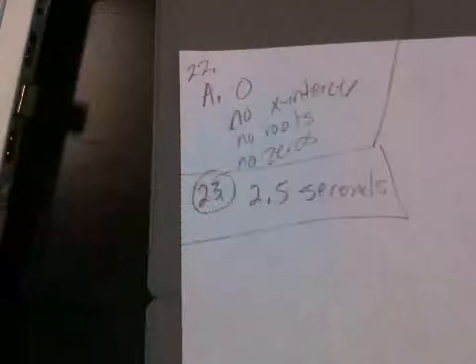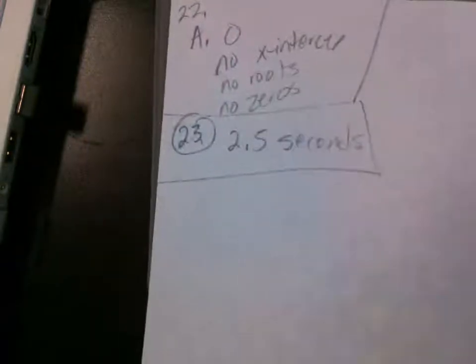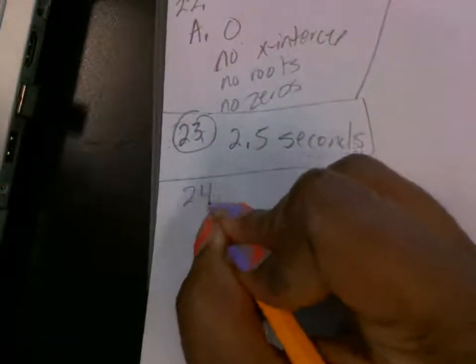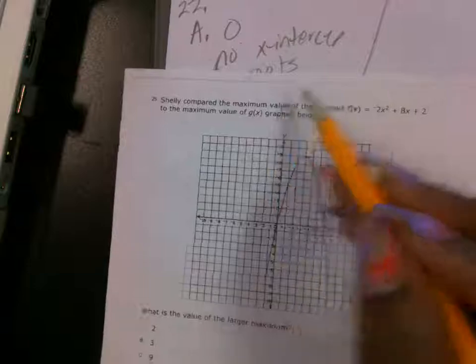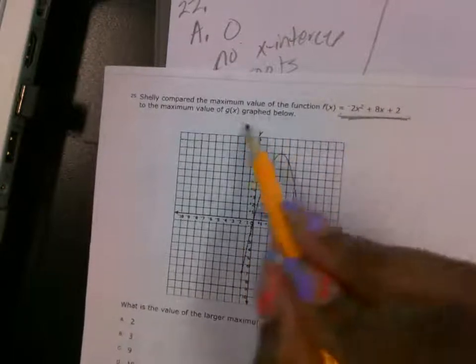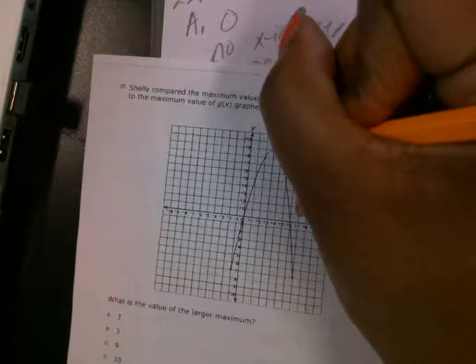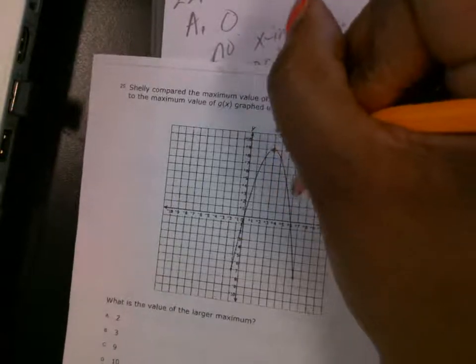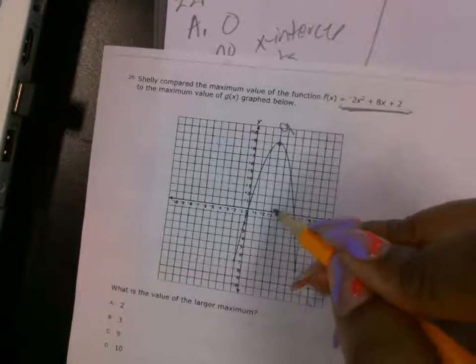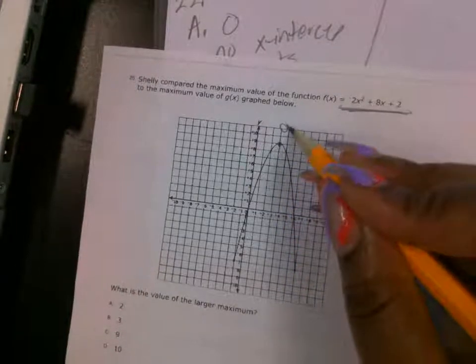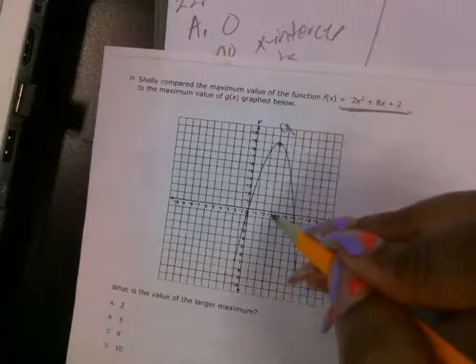All right. Let's do 25. So 24, sorry, is D. All right. 25. Compare the maximum value of this equation to the maximum value of the other. The maximum value here is 9, okay? And he reached 9 in how many seconds? In 3 seconds. So the maximum height is 9 in 3 seconds.